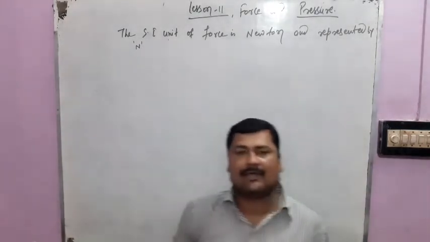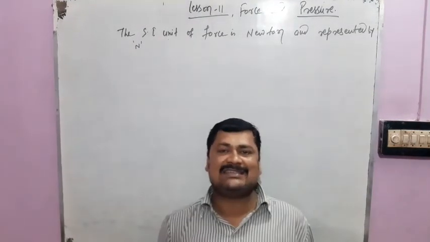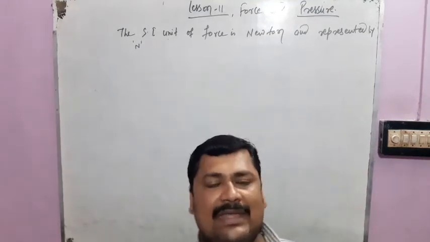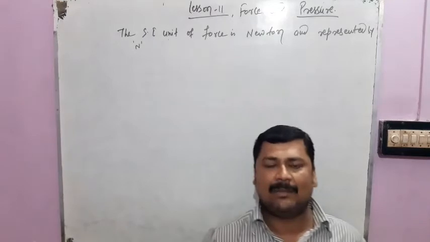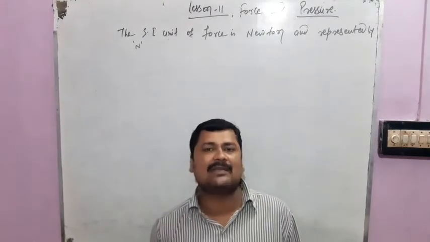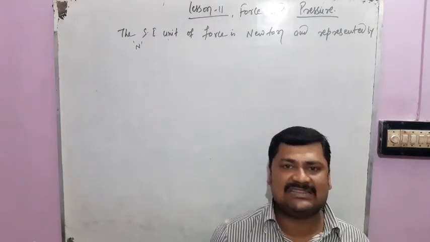CGS unit. It is a French unit. CGS is a French system in which the length is measured in centimeter, the mass is measured in gram, and the time is measured in second. So this system is known as CGS unit.